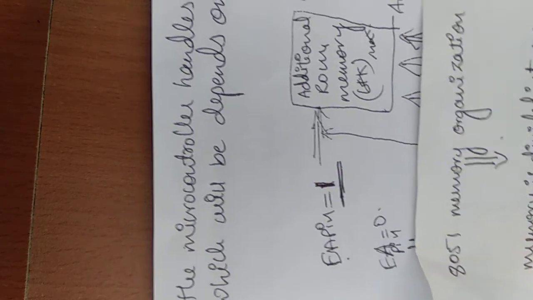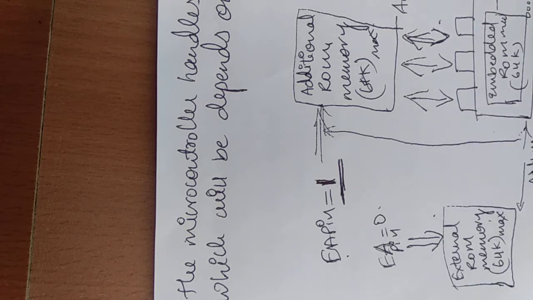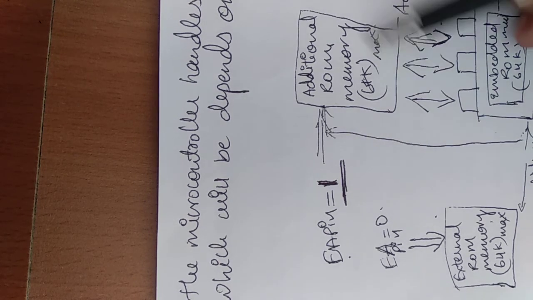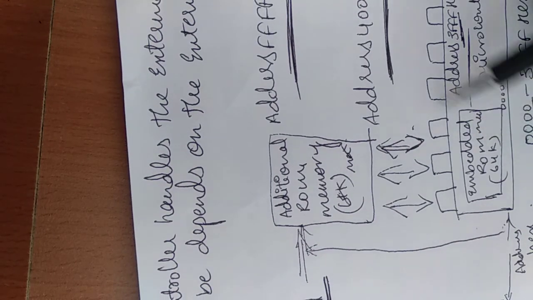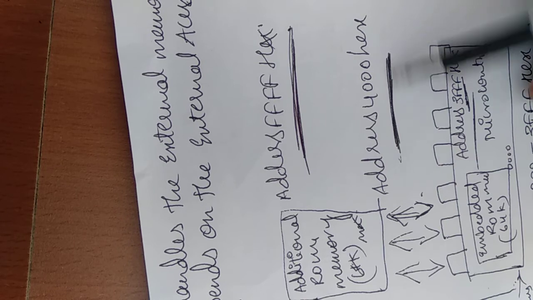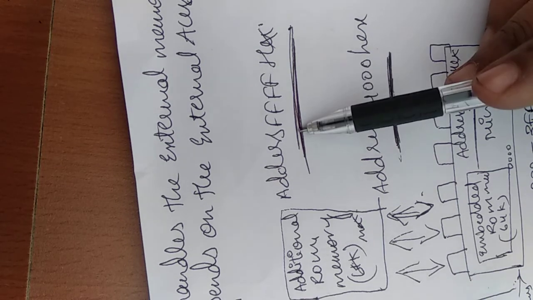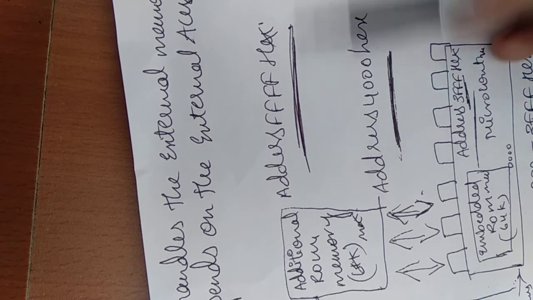When the EA, that is external access pin, is 0, there is no need to connect any external ROM to the 8051 microcontroller. When the EA pin is 1, it is enabled. At that time the external memory is added as additional memory and embedded with the microcontroller. It will start reading the addresses from 4000 hex to FFFF hex.